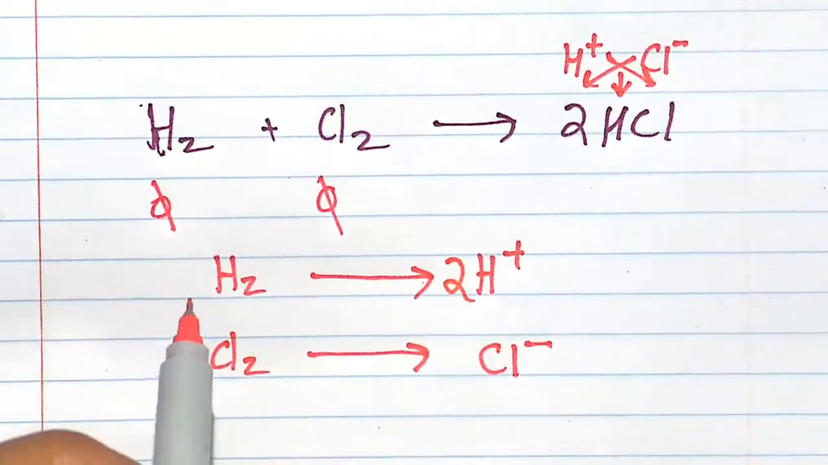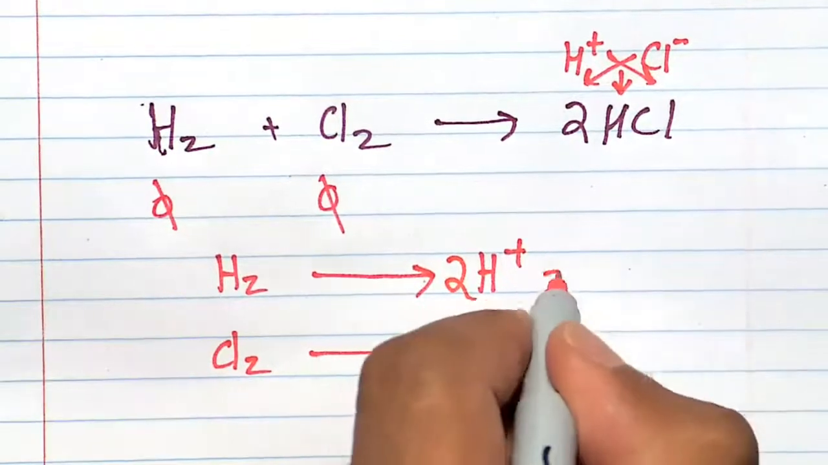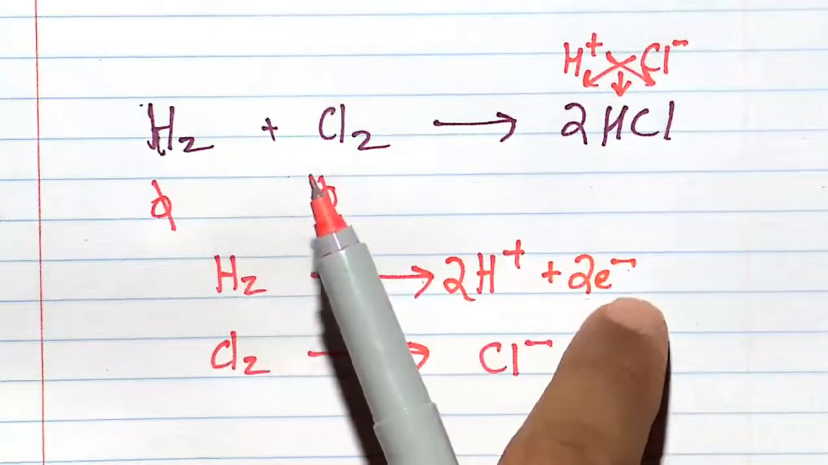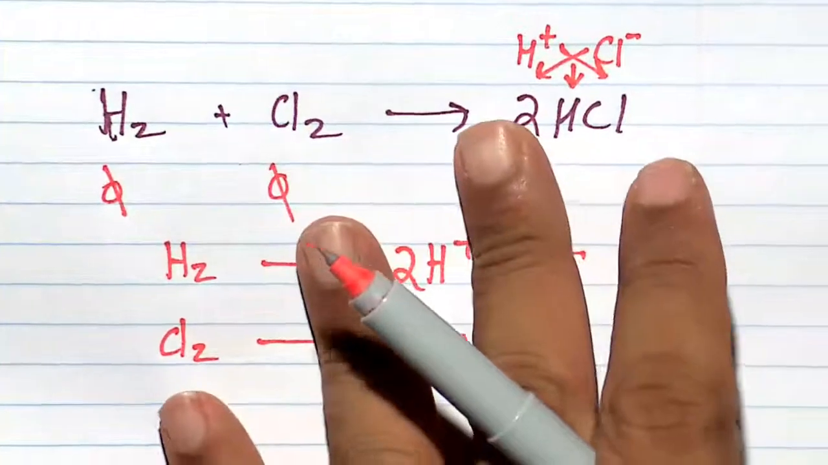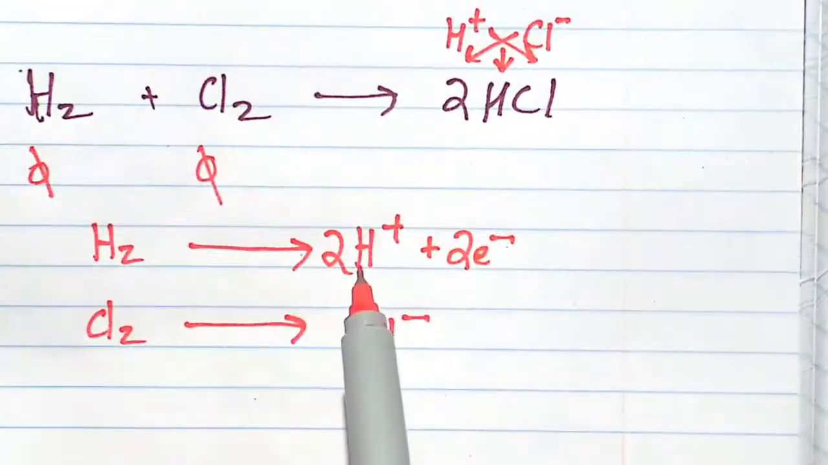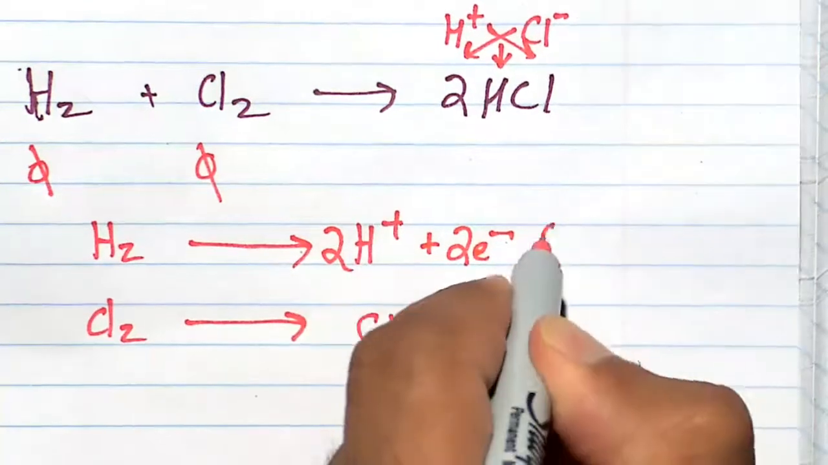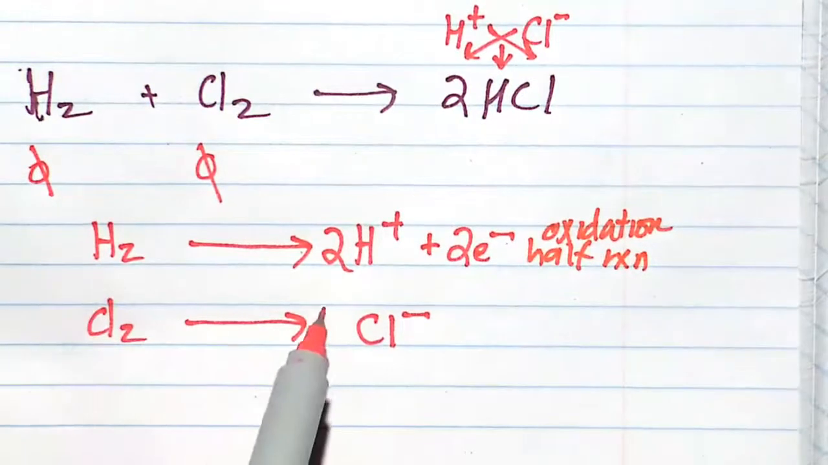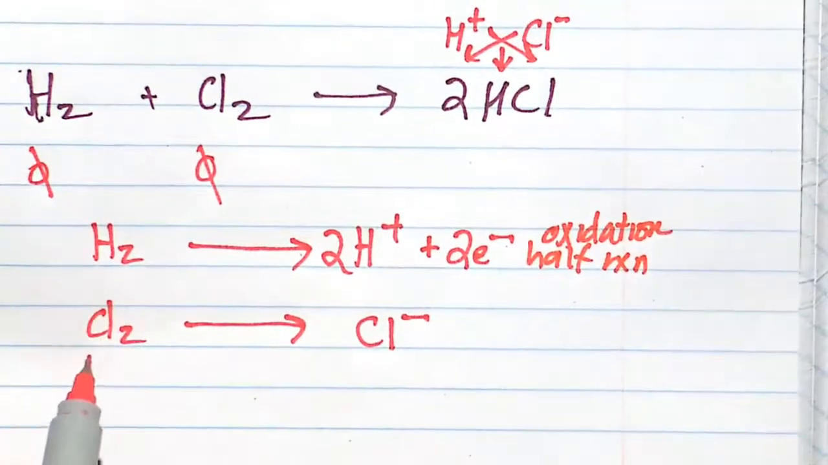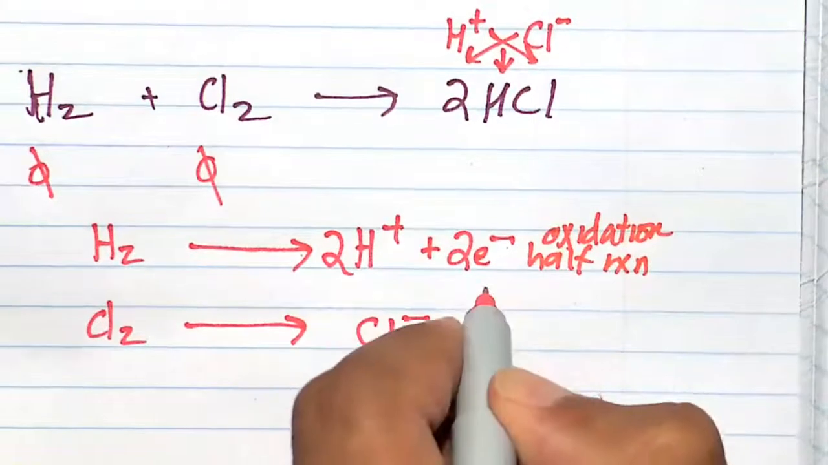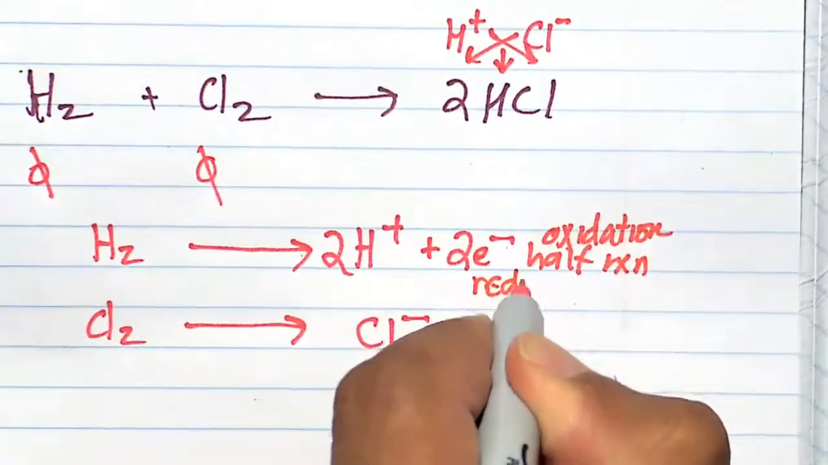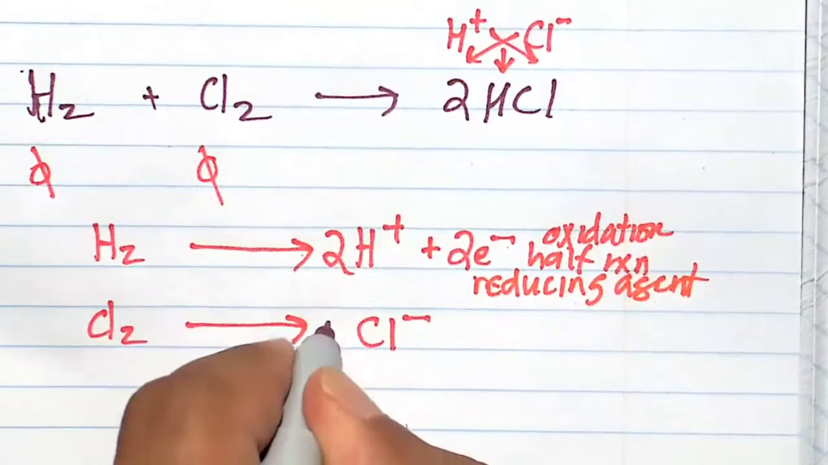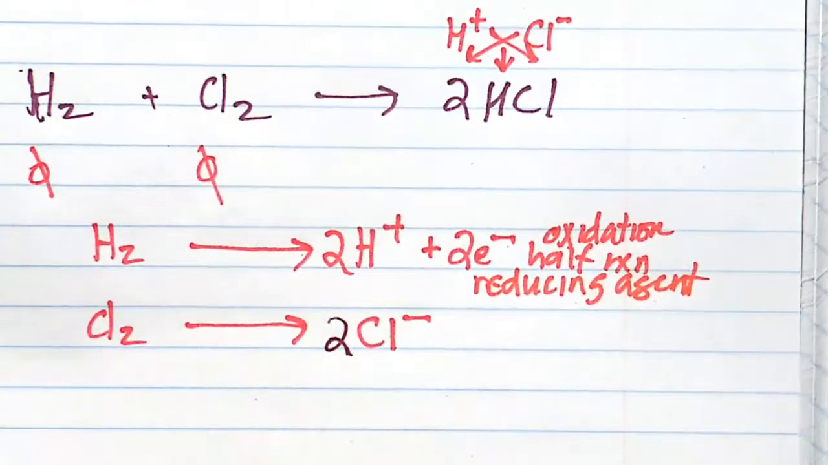That's going to be 2 H+, and to balance the charge, I'm going to add 2 electrons here, +2 plus a -2 is 0. So in order for H2 to become 2H+, it loses 2 electrons. So this is an oxidation half reaction. H2 is getting oxidized, and it is causing the reduction of Cl2 to Cl-. So this is also known as the reducing agent. Now, for every oxidation there has to be a reduction. Obviously this other half reaction has to be a reduction.